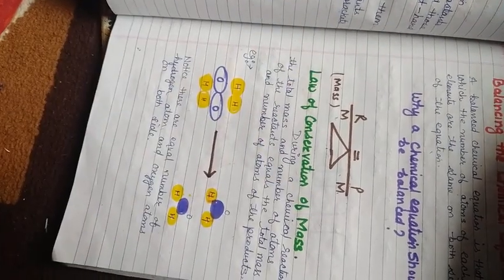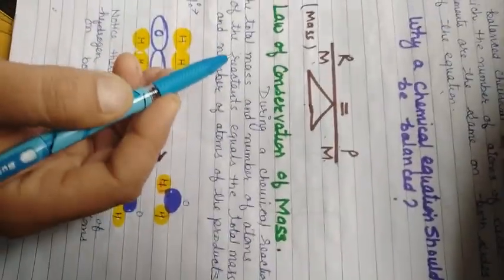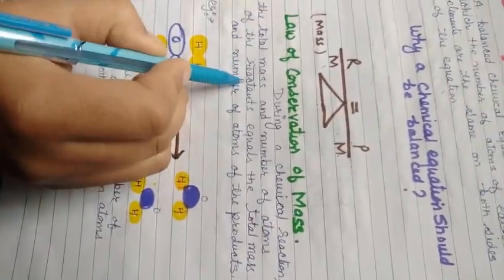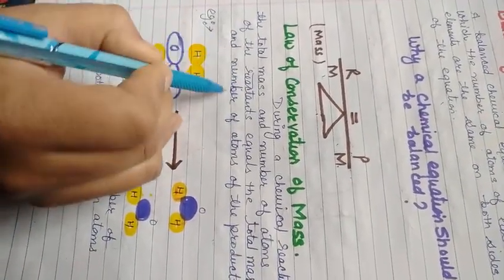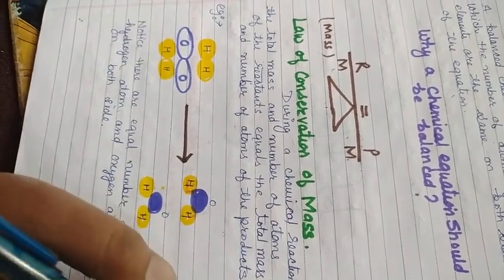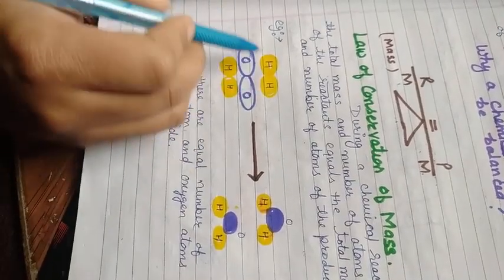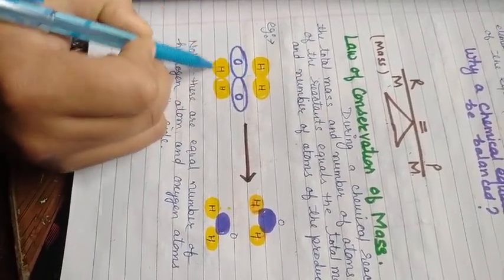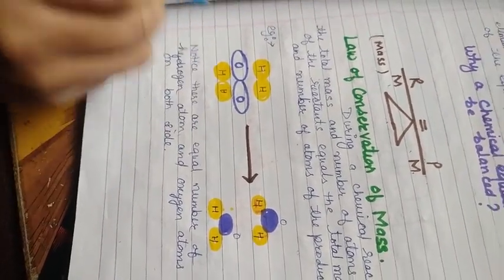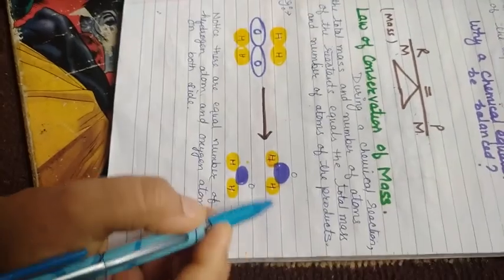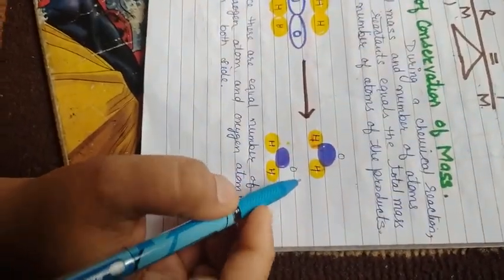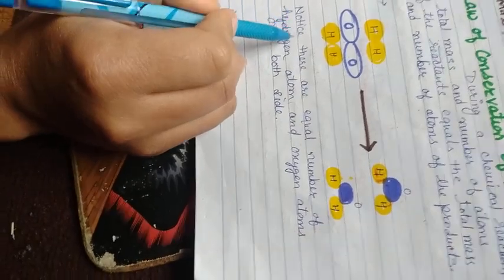Now, what is the law of conservation of mass? During a chemical reaction, the total mass and number of atoms of the reactants equal the total mass and number of atoms of the products. Mass cannot be changed. It will remain the same. For example, 4 hydrogen atoms and 2 oxygen atoms combine with each other and form 2 molecules of water. Notice there are equal numbers of hydrogen atoms and oxygen atoms on both the sides.